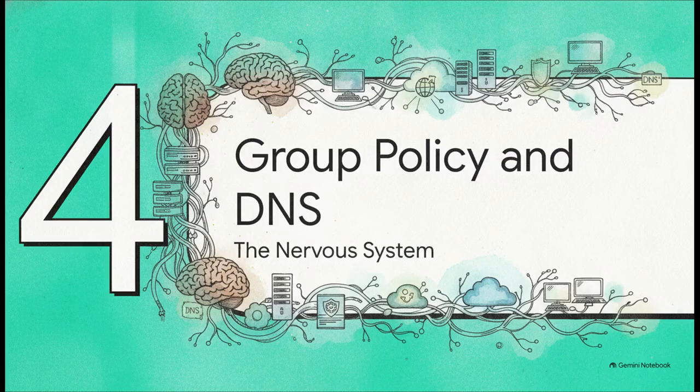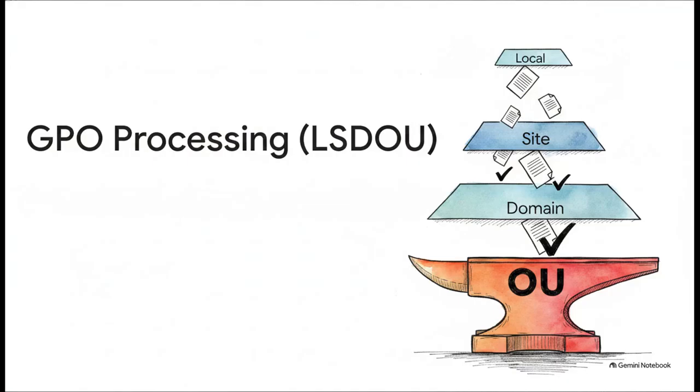Which brings us to Section 4, Group Policy and DNS, the nervous system. Moving beyond just user management, we arrive at the core plumbing that dictates how your whole network behaves. Let's start with Group Policy Objects, or GPOs. These control the working environment of your accounts.